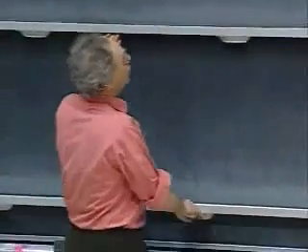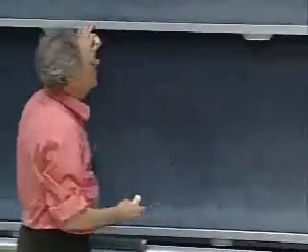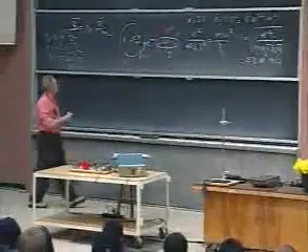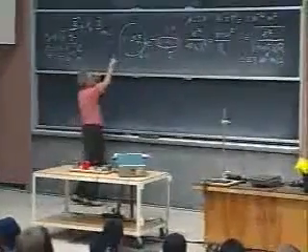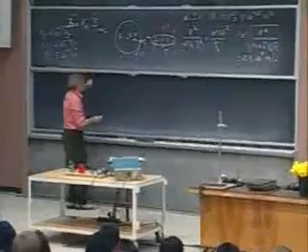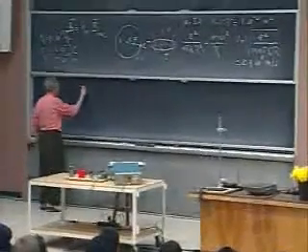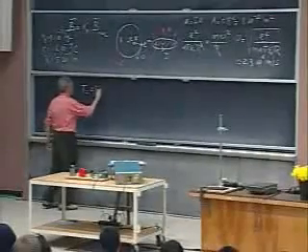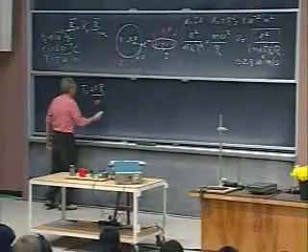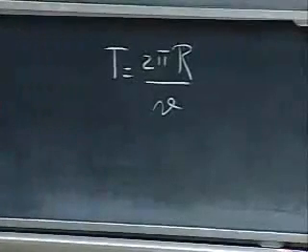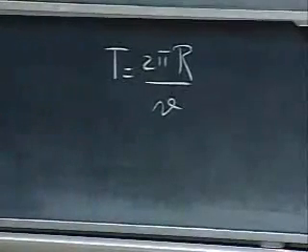Now I have to go to the current. I have to find out what the current is. So the question that I'm going to ask now is, how long does it take for this electron to go around? Well, that time, capital T, is of course the circumference of my circle divided by the speed of the electron. Trivial. Even the high school students in my audience will understand that one, I hope.